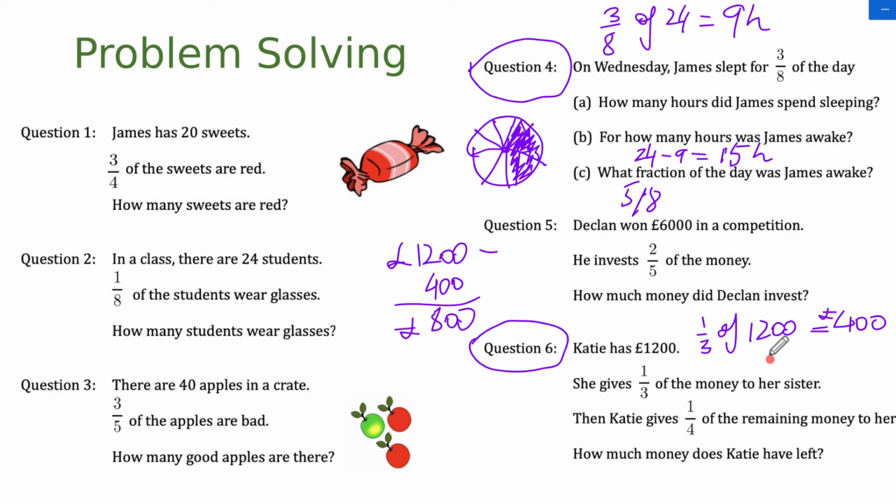Obviously, 1/4 of 800 is 800 divided by 4. So that gives me 200. So she had 800 left, and from those 800 she gave another 200. So now she has 600 pounds left. Okay, so I hope that makes sense.